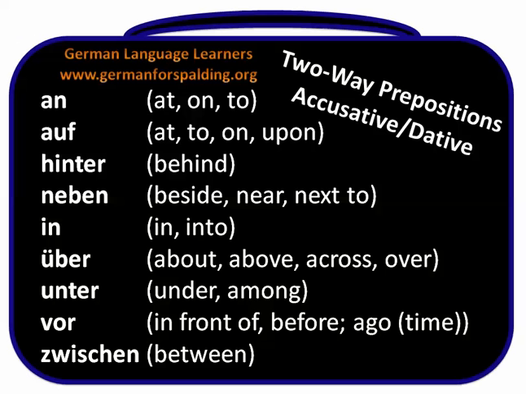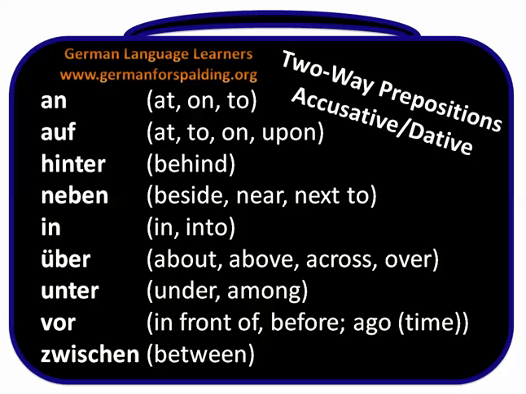Alright, our last group of prepositions are so-called Wechselpräpositionen, or two-way prepositions, changing prepositions if you like. And this is because they can take the accusative or the dative case after them. The difference being, if it's moving, if you're going, for example, in the room, that's action, so it's accusative. Whereas if I say I am in the room, that's location and it's dative. So just remember, action, accusative, location, dative.